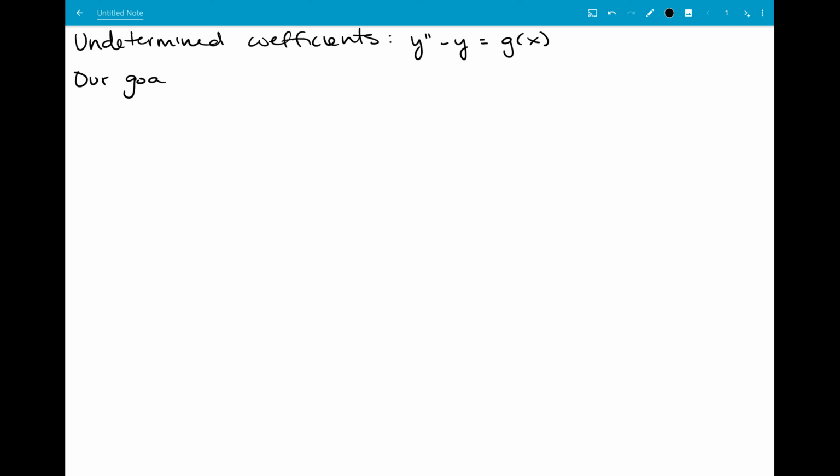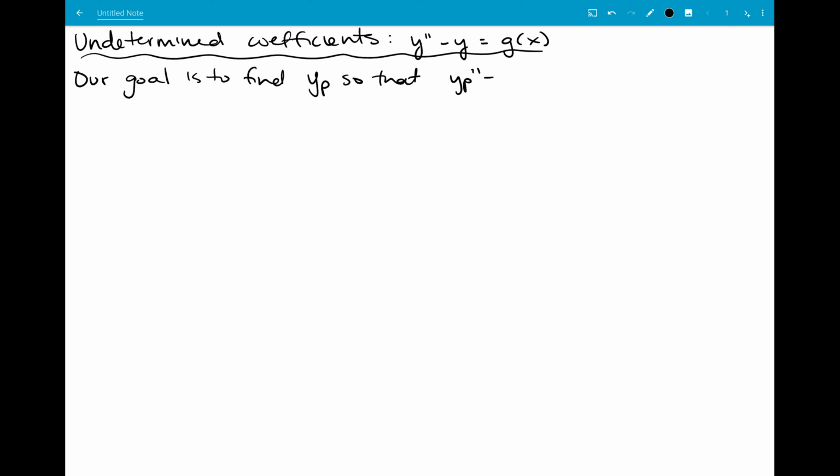So our goal is to find, I guess I should underline this, our goal is to find y sub p so that y sub p double prime minus y sub p equals g of x. That's all we want. And so having that goal in mind, the idea that we plug into the left-hand side and what's left over is g of x leads us to the first rule we made for ourselves when we build y sub p, which is maybe y sub p equal to g of x, or at least similar to g of x, will work for us.